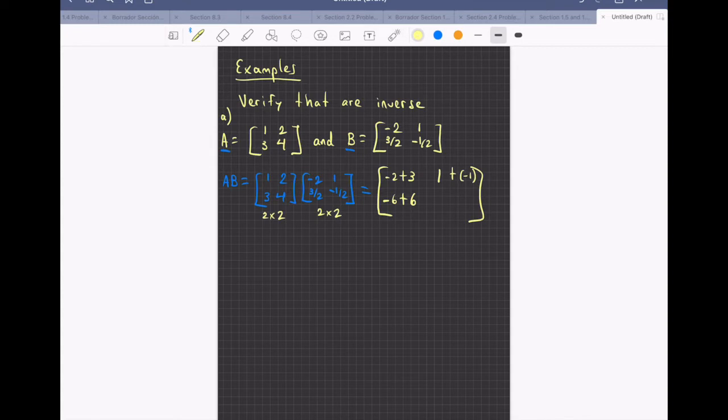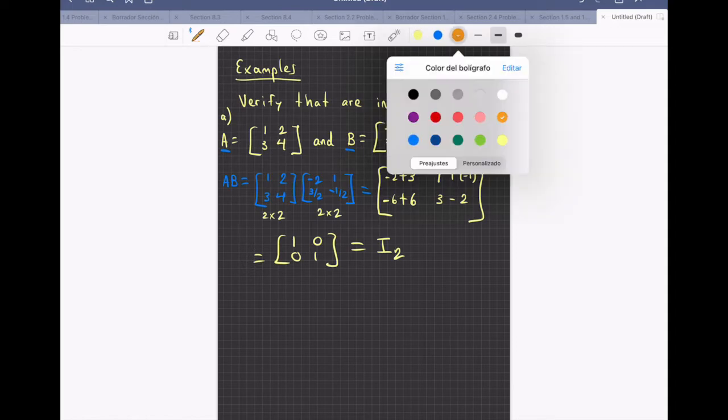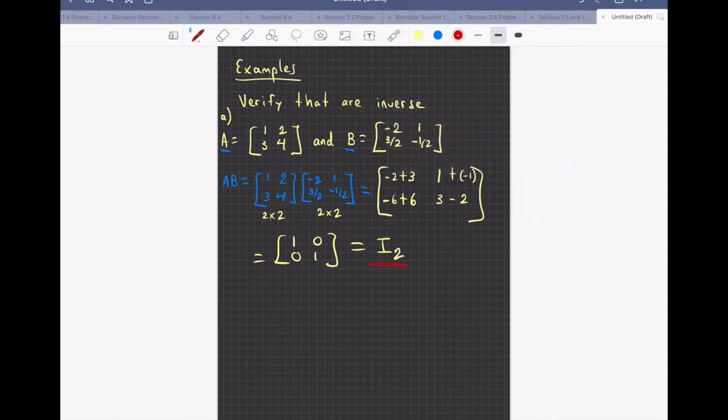And here, row 2, column 2, row 2 in the first matrix, column 2 in the second one, 3 times 1 is 3, 4 times -1/2 is -2. So I have 3 minus 2. And then you simplify, and we have 1, 0, 0, 1. And this is the identity matrix with size 2. So yes, they are inverse.